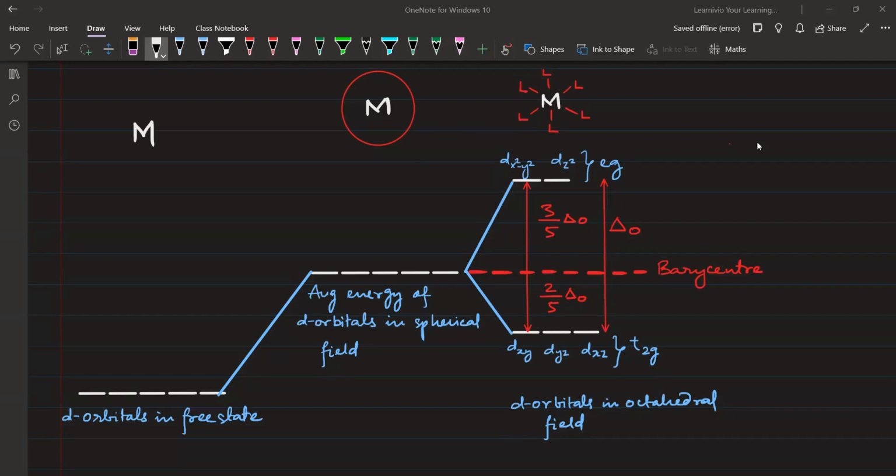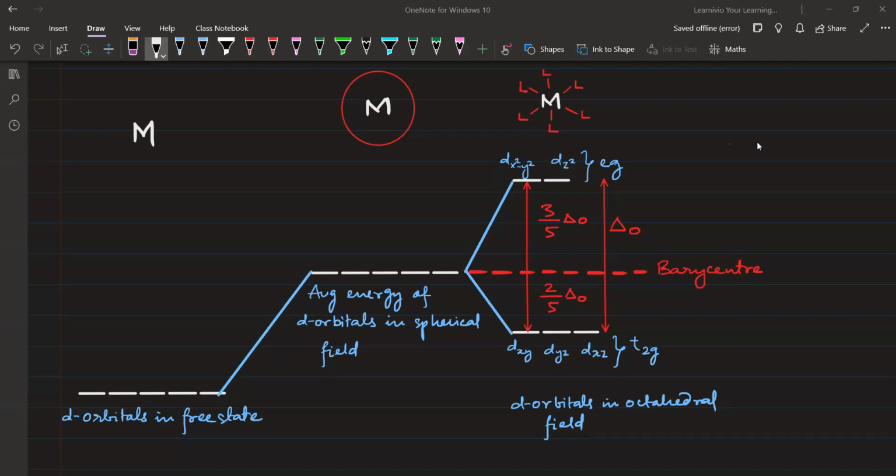Where all of the d orbitals experience a repulsion which is equivalent, and all of their energy increases. That average energy of the d orbitals in a spherically symmetrical field is known as the barycenter.